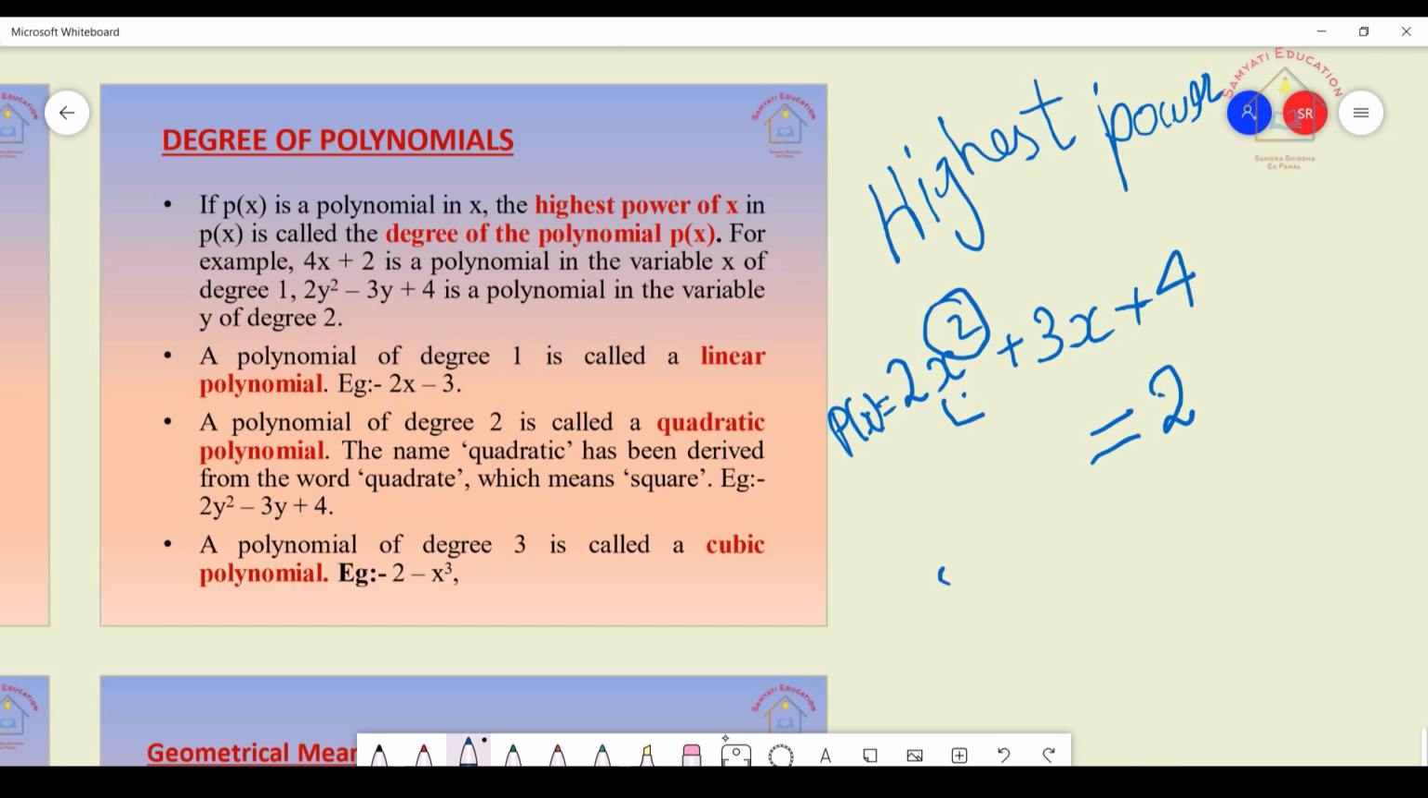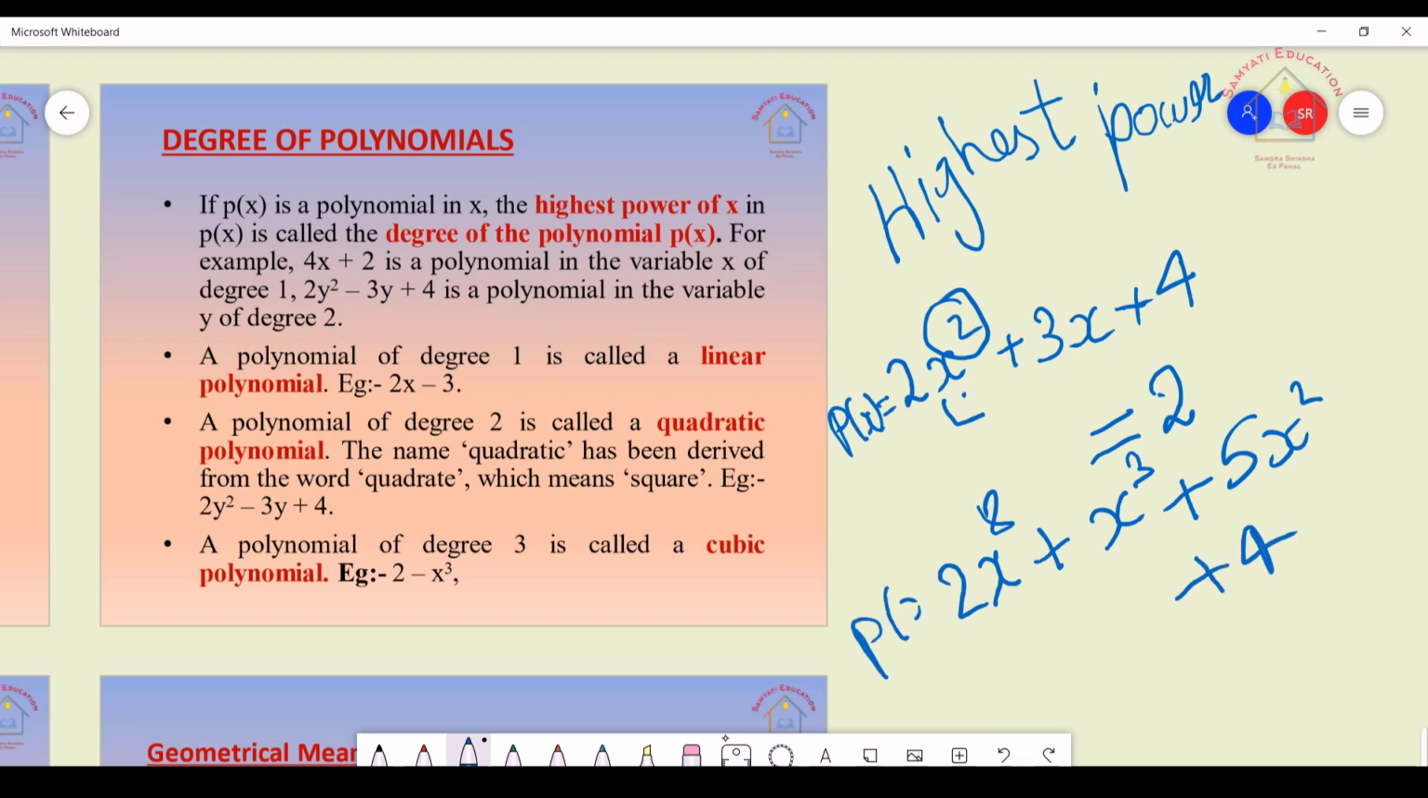If we have a polynomial 2x to the power 8 plus x to the power 3 plus 5x square plus 4, this polynomial is also in x, so we will write p(x). So what is the degree of this polynomial? It's 8, because the highest exponent is 8. Now I think you got what is the degree of a polynomial and how it is represented.